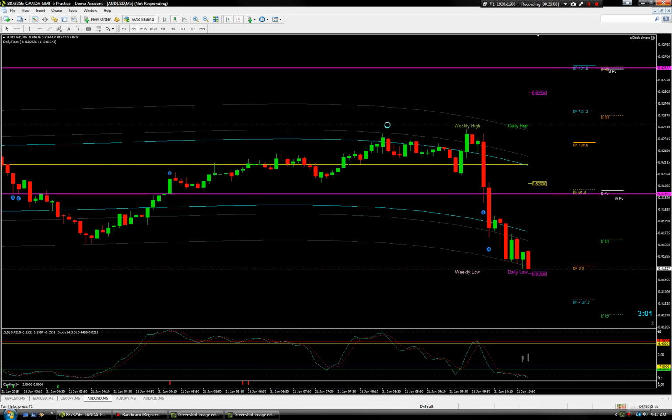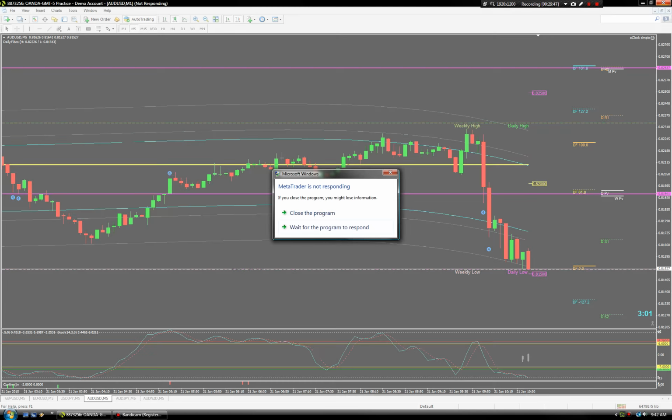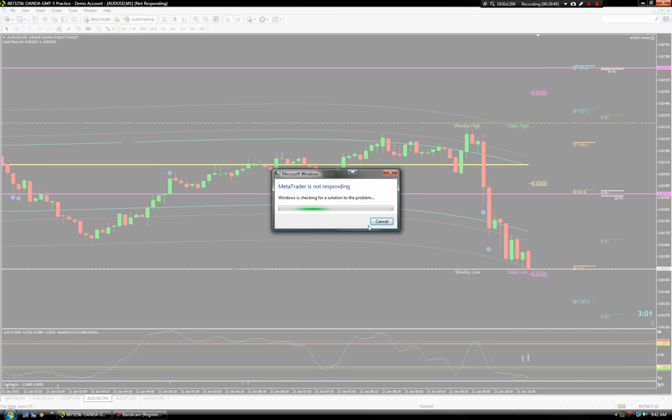Okay, so this is the... Still not there. M1. Hopefully this will give you the idea about the traps. Once that's done, if it ever unfreezes. I do not believe that. You know what? I'm just going to close it, reopen it. Close the program. Cancel.